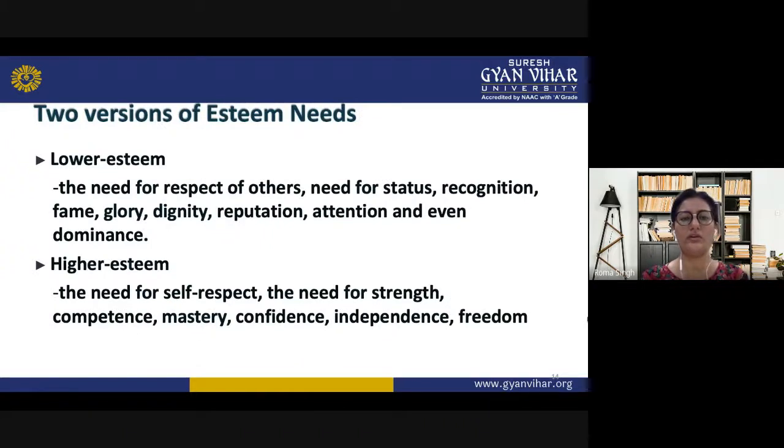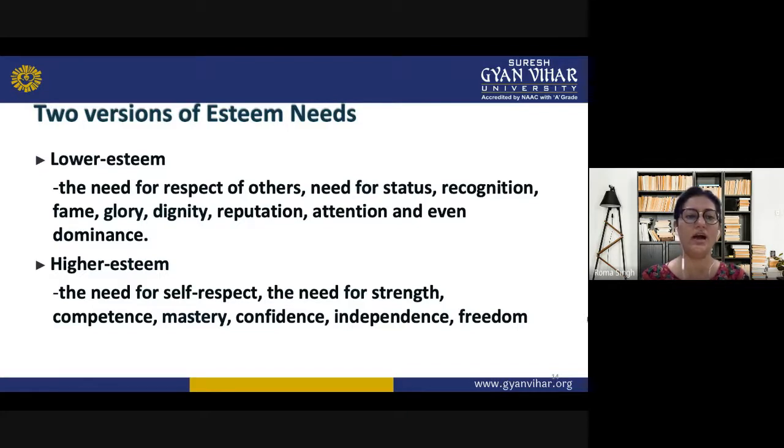So while talking about the esteem needs, there are two versions for that. There is the lower esteem and the higher esteem. The lower esteem is the need for respect of others, the need for status, recognition, fame, glory, dignity, your reputation, attention, and sometimes you need dominance also.